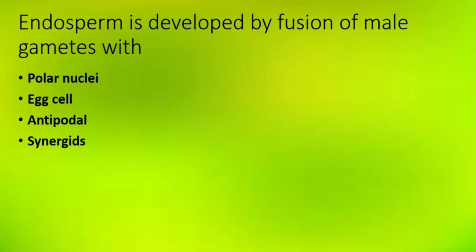Whereas the second male gamete fuses with two nuclei in the center of the embryo sac called polar nuclei and forms the primary endosperm nucleus. That fusion is called triple fusion. Since there are two fusions happening here, this is called double fertilization. So here the answer is polar nuclei. Endosperm is actually the nourishment for the developing embryo.